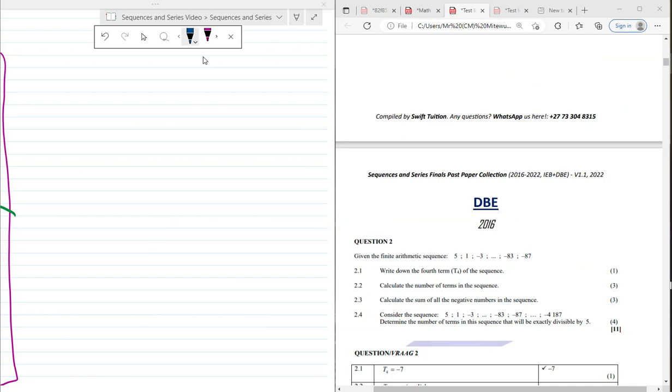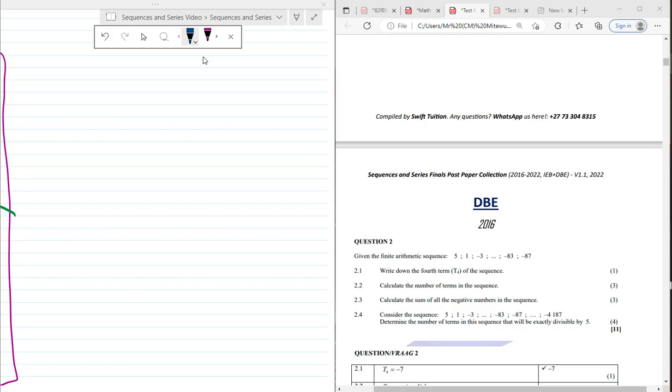Now let's read the problem. Given the finite sequence 5, 1, -3, blank, and so on, up to -83, -87, write down the fourth term of the sequence. This is pretty straightforward because it's the term directly after the -3, so we don't have to do any maths for that. It is a one mark question as well.